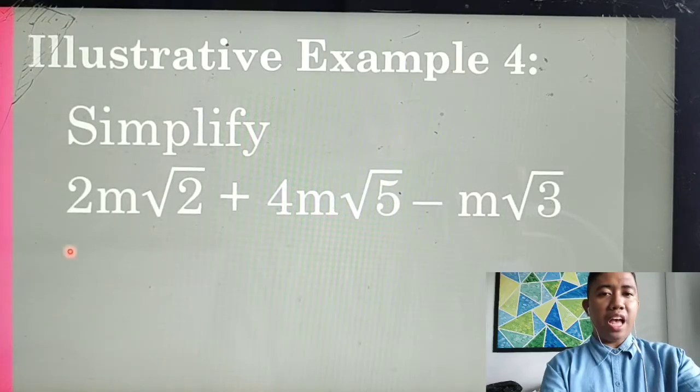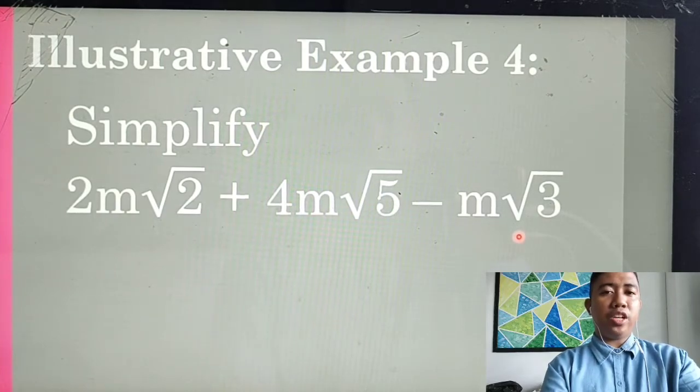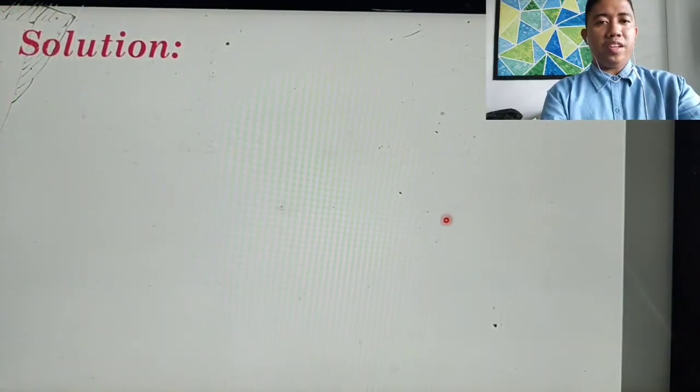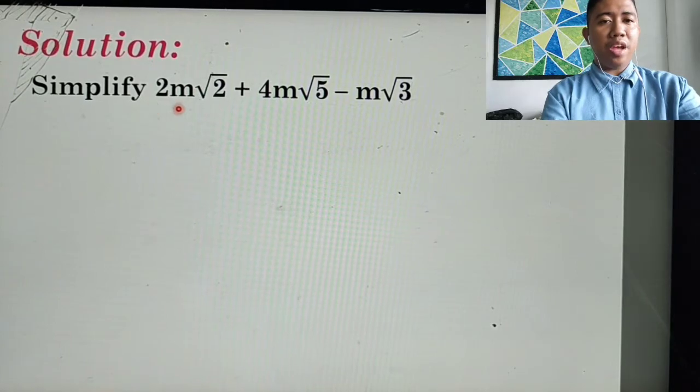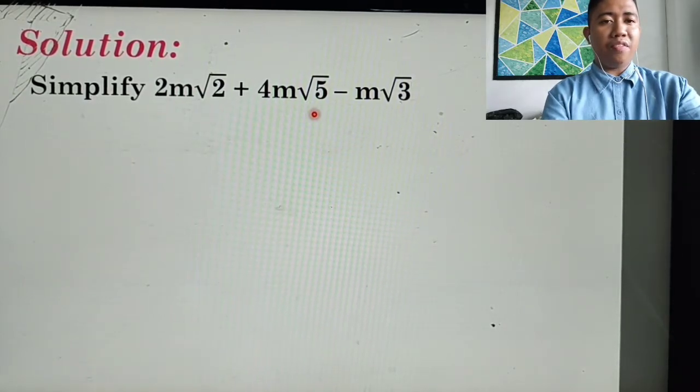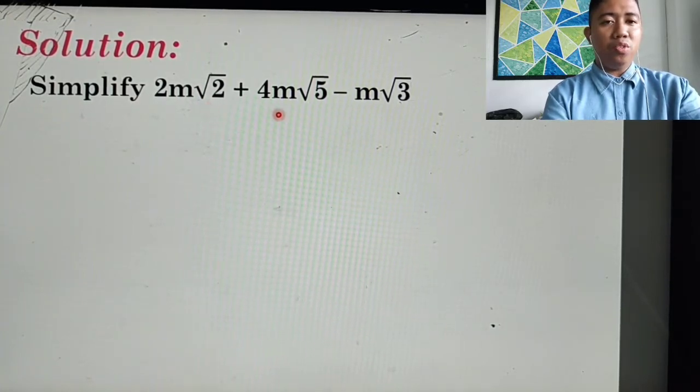How will you simplify 2m times the square root of 2 plus 4m times the square root of 5 minus m times the square root of 3? To simplify the given expression, here is our solution. Look at every term of the given radical expression. In this case, we have different radicands. So we have square root of 2, square root of 5, and square root of 3.